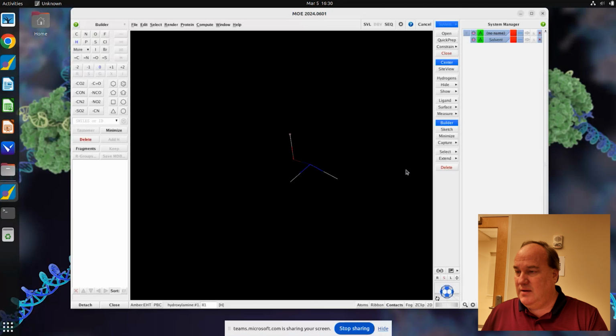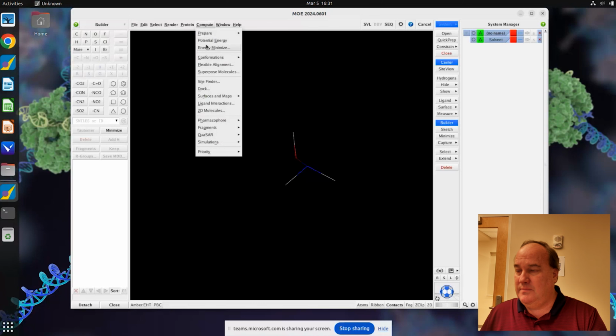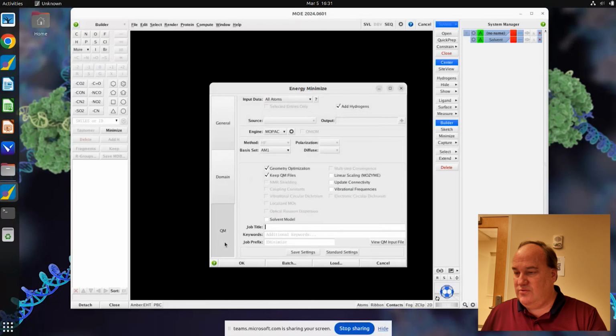Of course, quantum mechanics will do that using Gaussian, but I always like to start out as close to an optimization as I can. So now we'll go to quantum mechanics and we'll give this a name.